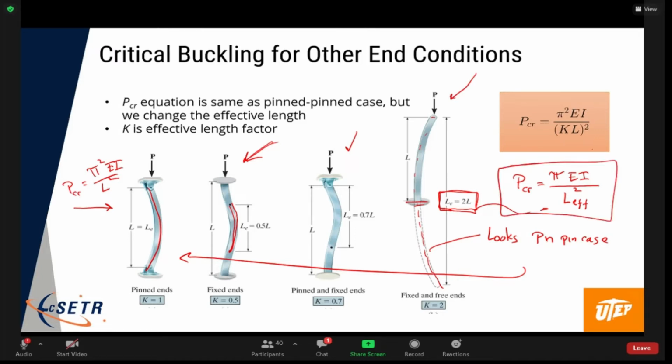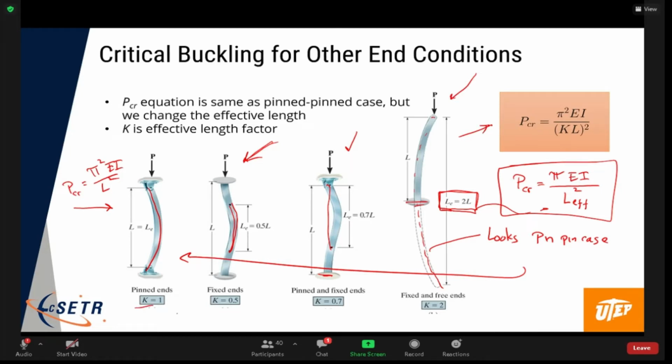And you could also have, this is the pinned at one end, fixed at another end. We call that guided, fixed sometimes. And here, the effective length is 0.7 of the actual length. So in this equation, the other way you see that is here.